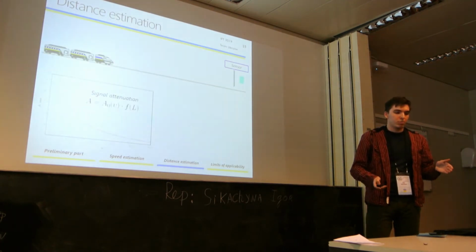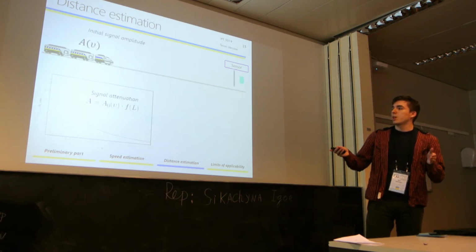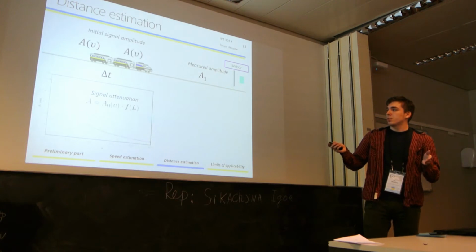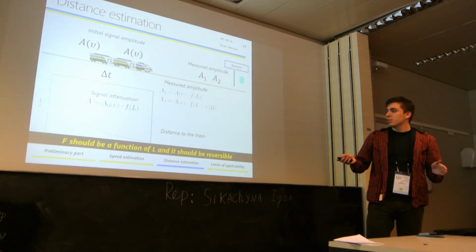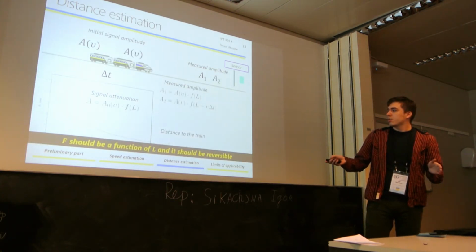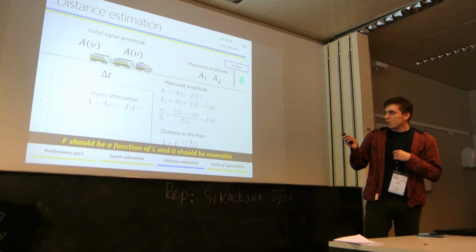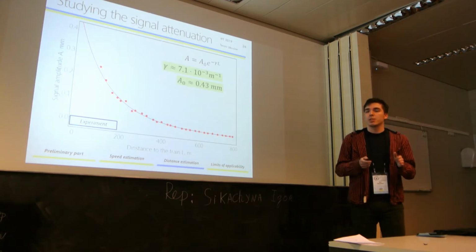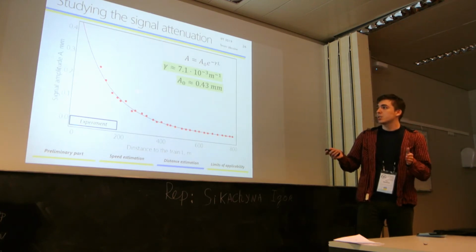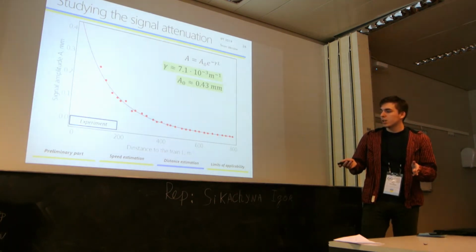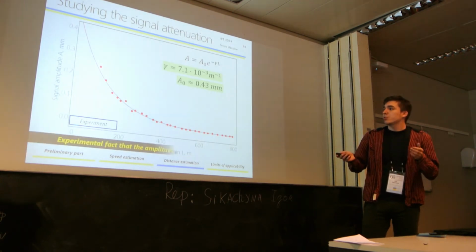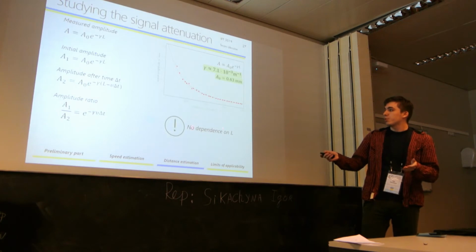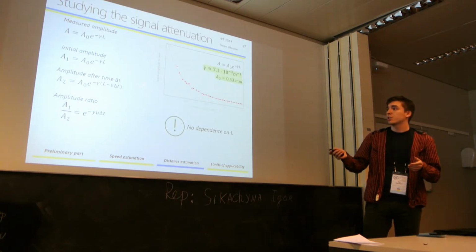Another solution would be to study two amplitudes, one at one moment of time, then after some period of time, measure the amplitude again, and using these two amplitudes, determine the distance to the train. And now, this requires that the attenuation function is not exponential, but we clearly see from our experimental results that the signal attenuates exponentially, and thus, if we try to use this method, we are not really able to determine the distance to the train because of the exponential attenuation.